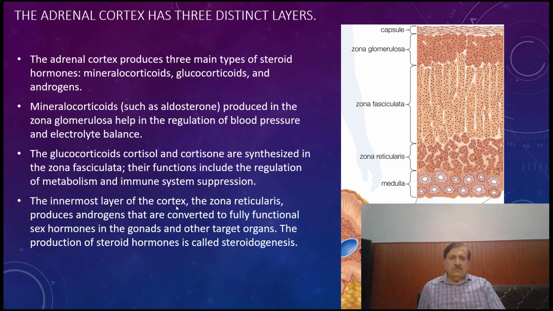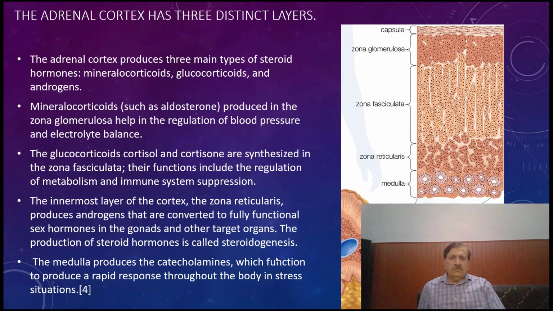The innermost layer of the cortex, the zona reticularis, produces androgens that are converted to fully functional sex hormones in the gonads and other target organs. The production of steroid hormone is called steroidogenesis. The medulla produces the catecholamines, which produce a rapid response throughout the body in stress situations.